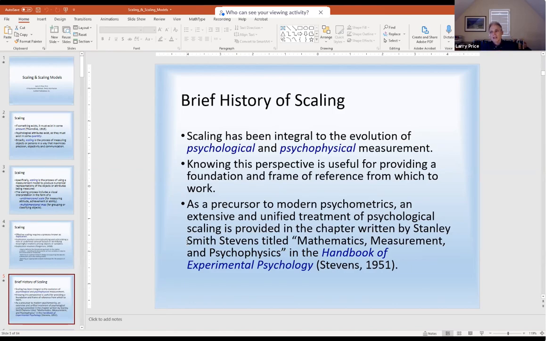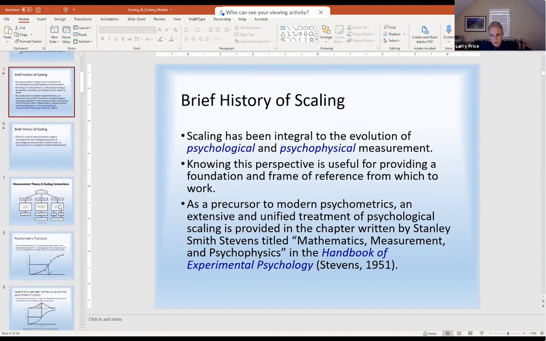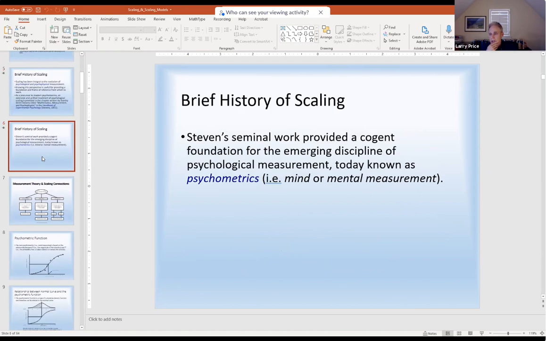Let's do the brief history of scaling. So you have psychological and psychophysical measurement. Psychophysical measurement preceded psychological measurement, and I'm going to talk to that a little bit, give you some background. Stevens, in his Handbook of Experimental Psychology in '51, lays out this idea of psychophysical scaling. He advanced that whole idea and concept, and it was very seminal as a foundation for psychometrics, or mental measurement, today.